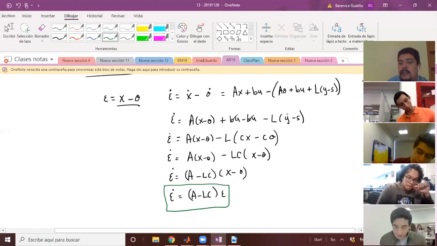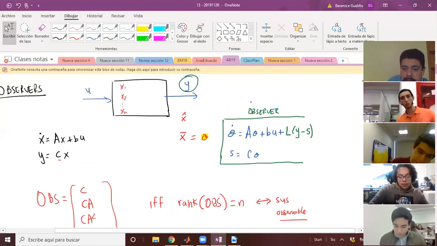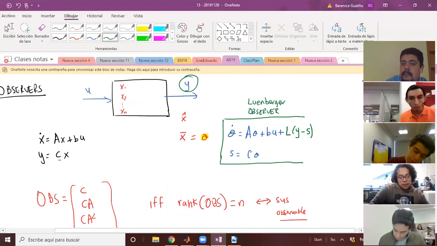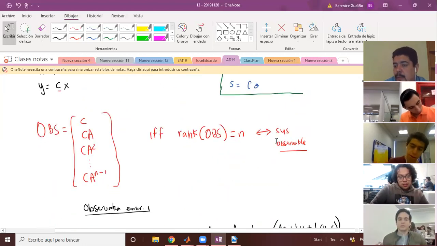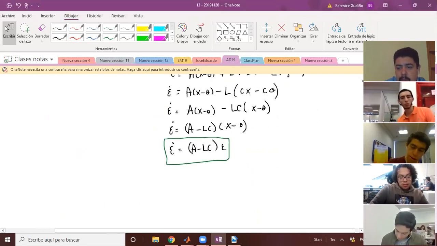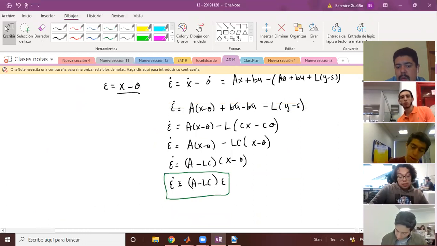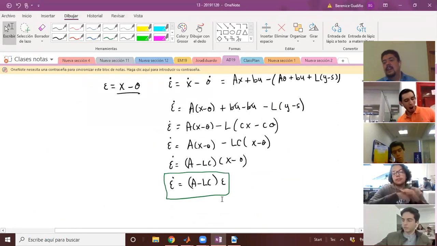So this observer that I'm proposing is actually called a Luenberger observer, because of the researcher who proposed it. His name is Luenberger. We understand this equation. It's a matrix times something. This is the derivative. So when is this stable and when is this unstable?